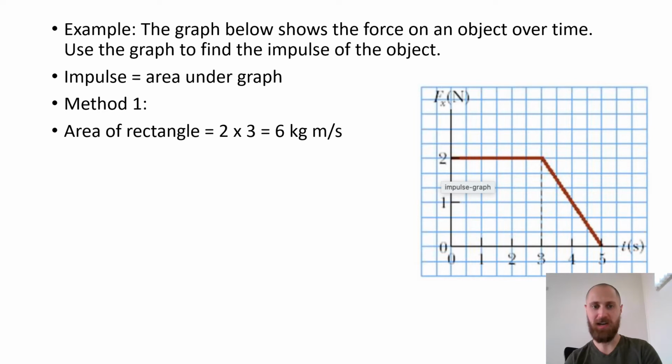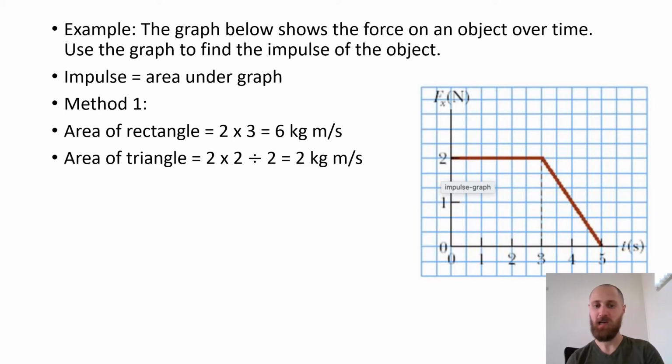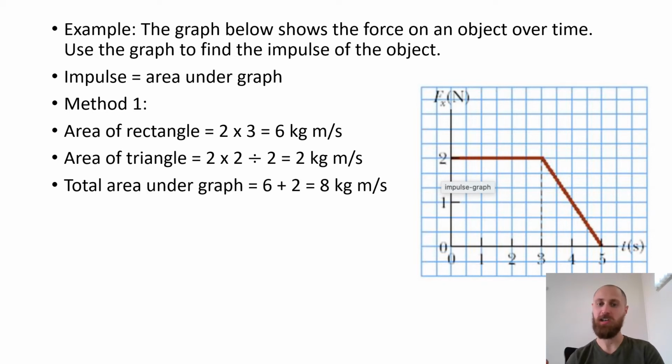So to get the area under the graph, we've got two parts. We've got a rectangle that is 2 tall and 3 wide. The area of that rectangle, 2 times 3, is going to be 6 kilogram meters per second. We've got a triangle, it's 2 tall, it's 2 along the base, it starts at 3, it ends at 5. Area of a triangle is the base times the height, divided by 2, which gets you 2 kilogram meters per second. So the total area under the graph is just going to be those two things summed together. 6 plus 2 gets me a total of 8 kilogram meters per second. So find the area under the graph by breaking up the graph into simple shapes.